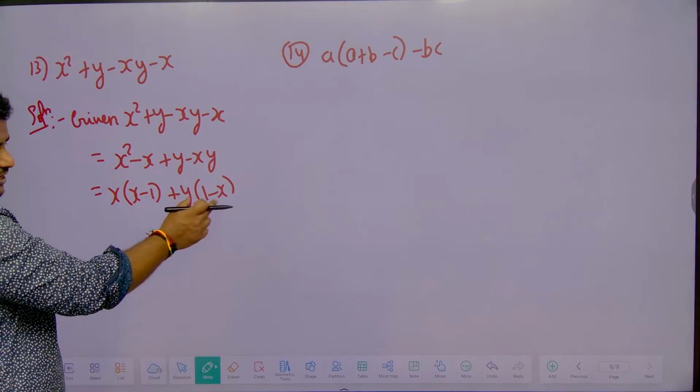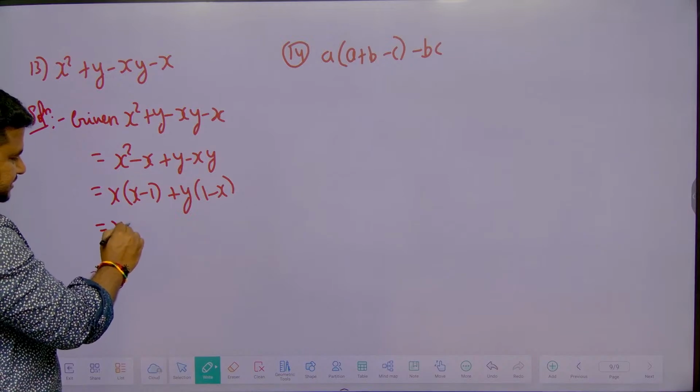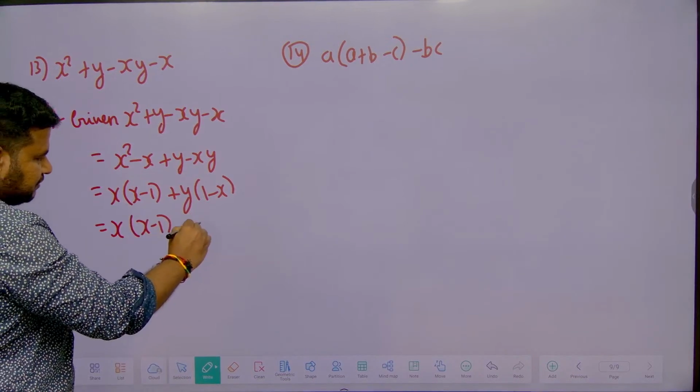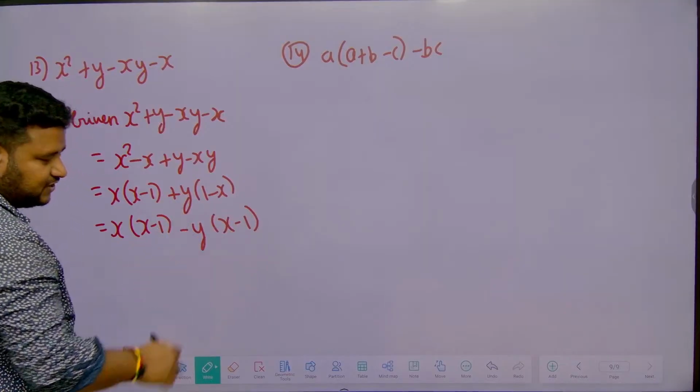Okay, here x minus 1 is there, here 1 minus x is there. Can I make it x minus 1? Yes, I can. So this will become x into (x minus 1), and this will become y into (x minus 1). But what about this plus? This plus will become minus. Very good. That's it.